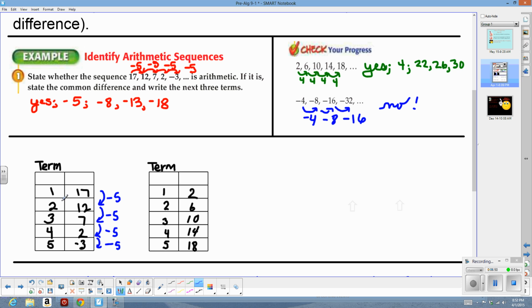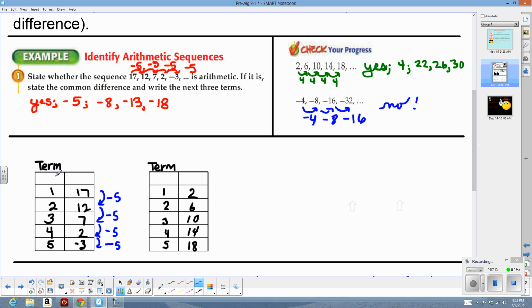Let's see if that works for the next one. 2 times -5 is -10. -10 plus 22 is 12. 3 times -5 is -15. And -15 plus 22, that is 7. So it seems to be following the pattern.